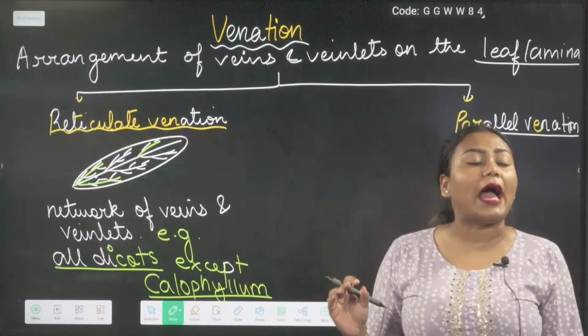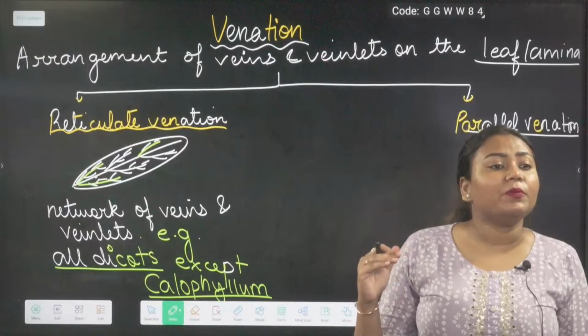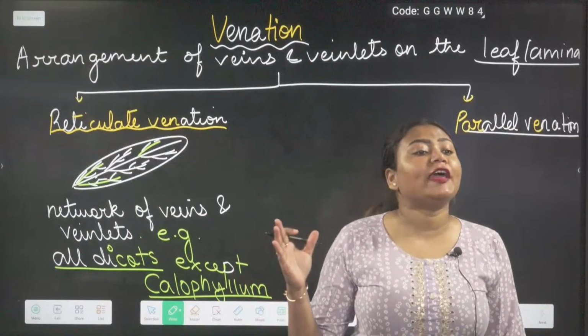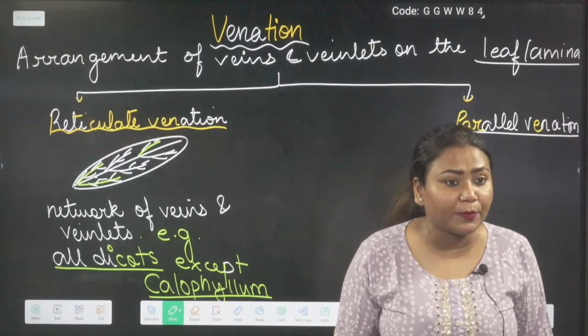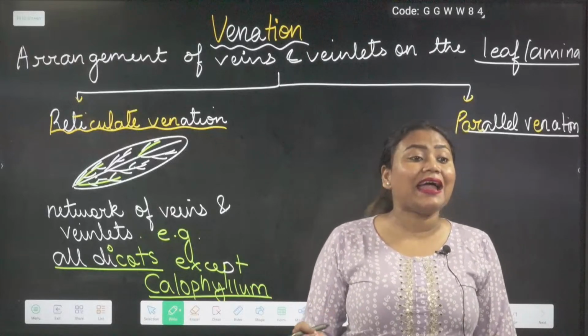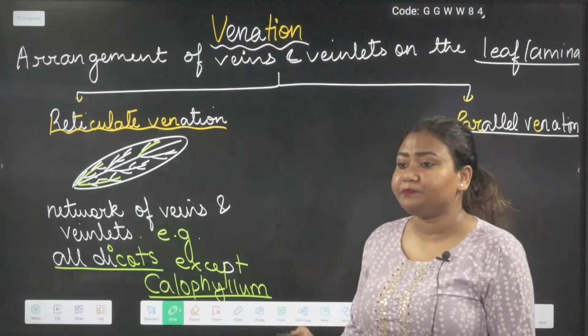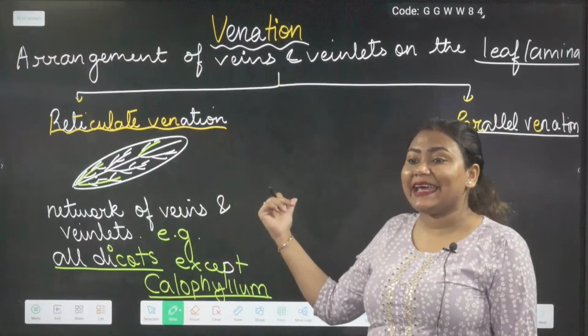So reticulate venation is a network of veins and veinlets. We have the midrib, which gives rise to lateral branches called veins, and the veins give rise to lateral branches called veinlets. The example is all dicots except Calophyllum. Okay, what is the next one?